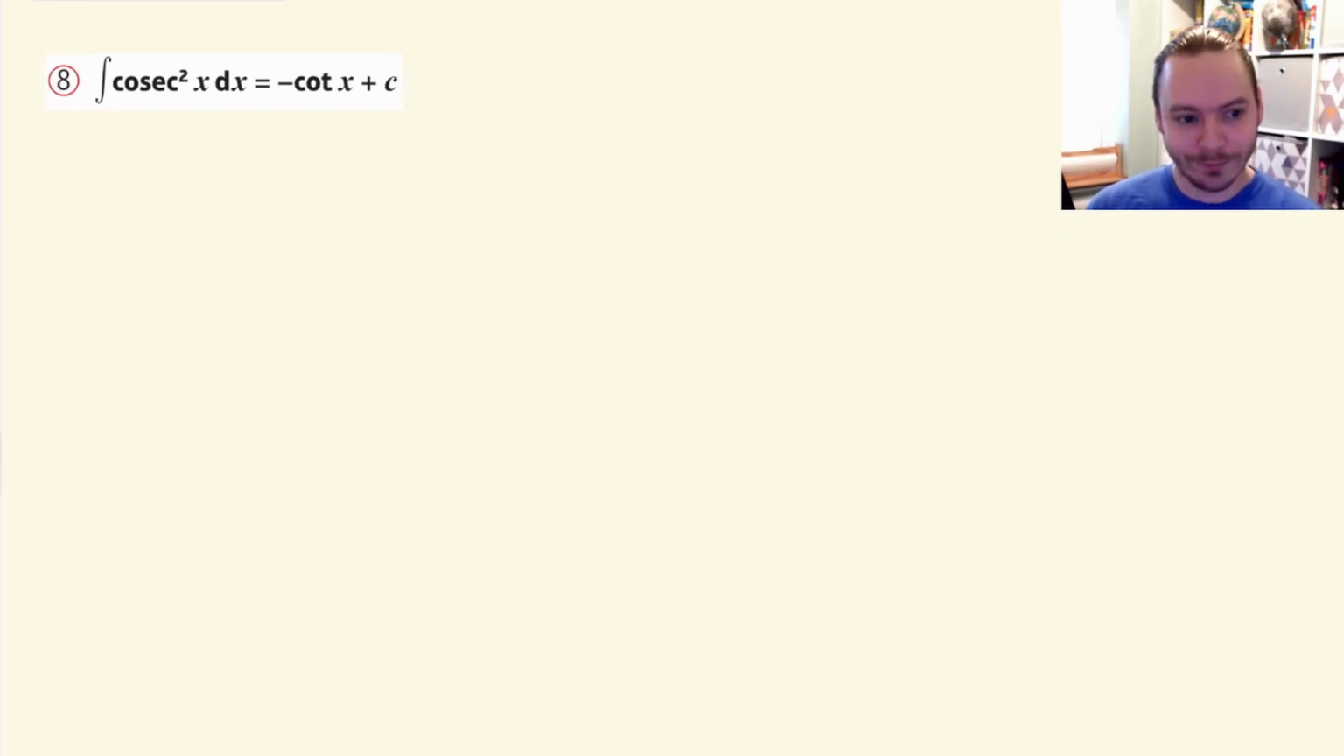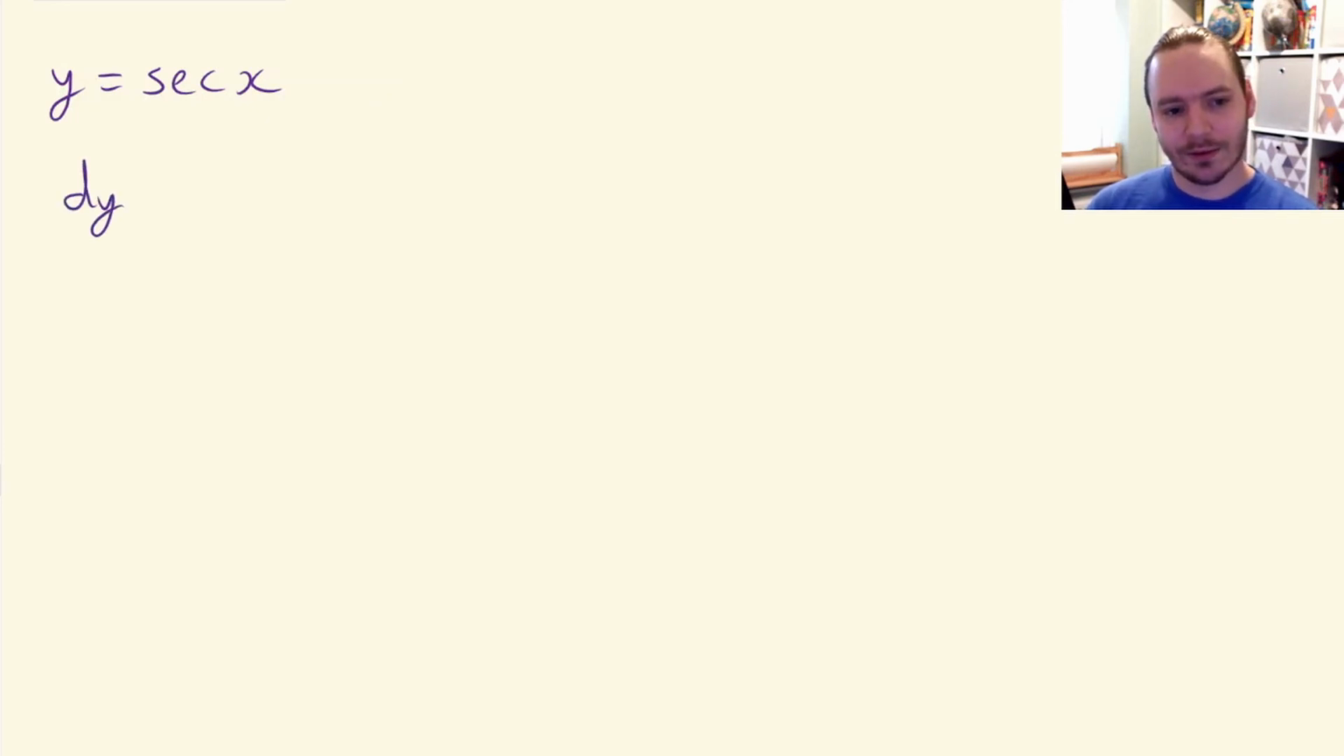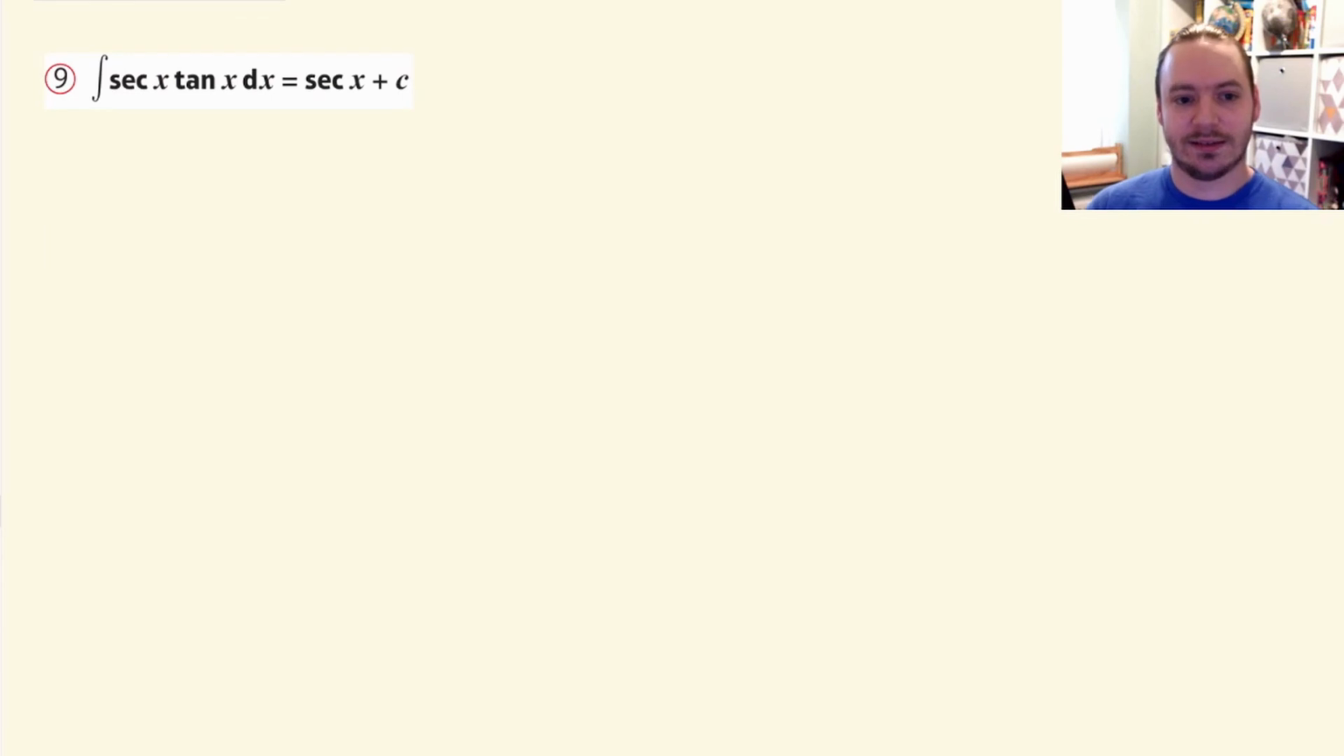And the final one is that we can integrate sec x, and if we differentiate sec x, we get sec x tan x, and therefore the integral of sec x tan x is sec x plus c. Those are less straightforward to remember, except that all we're really doing is reversing our differentiation. So if you remember that differentiating sec gives you sec x tan x, then you also know what the integration is.